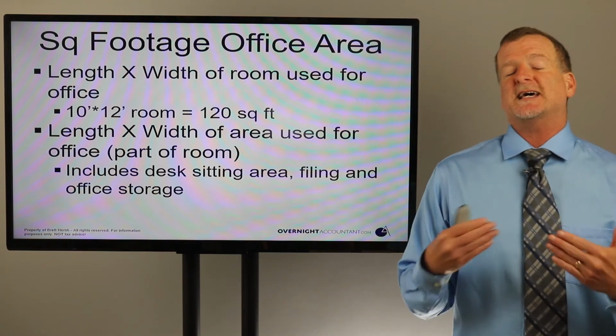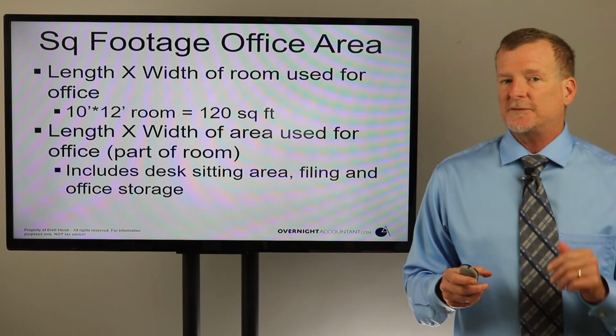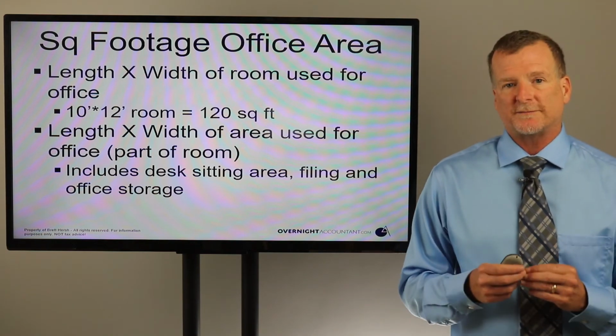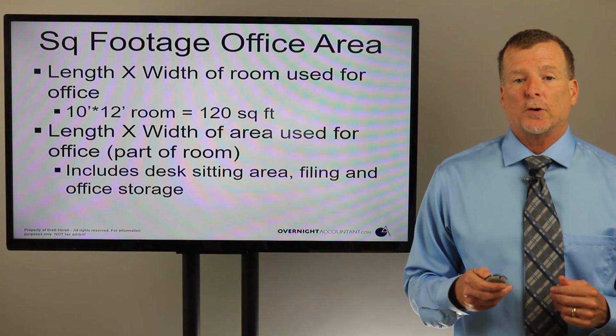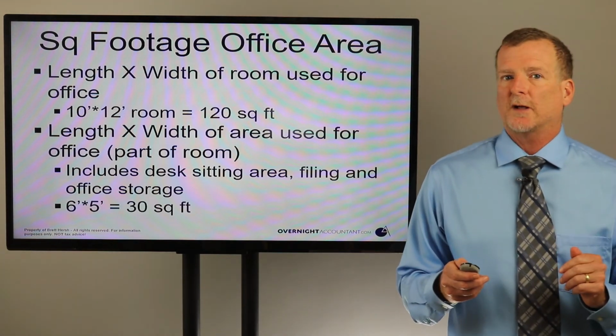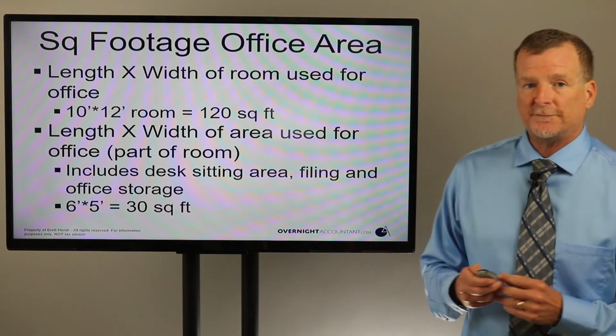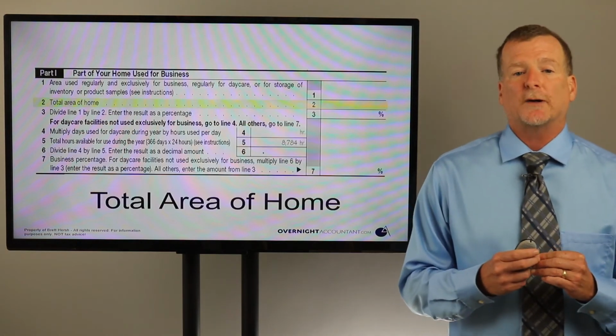But if you have a desk in there and there's a sitting area around it, you have a filing cabinet, that area, if it's used only for business, will qualify as your qualifying home office. So you can take that area that you only use for business, and it'll qualify for your home office deduction. So let's say that area is 6 foot by 5 foot, that's 30 square feet. So you still have a qualifying home office.